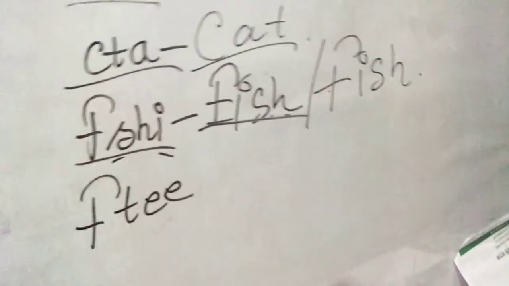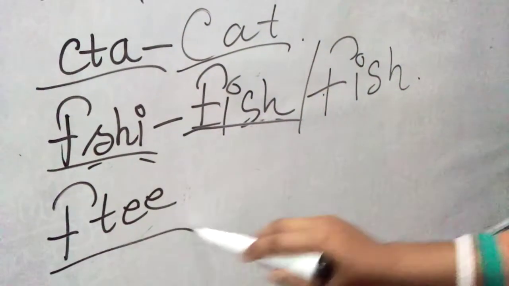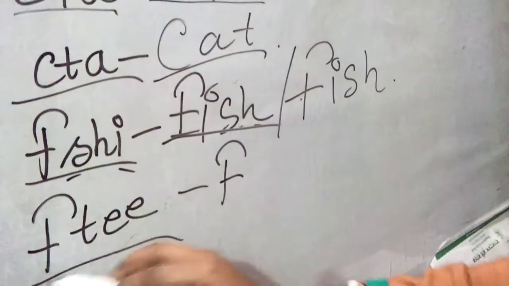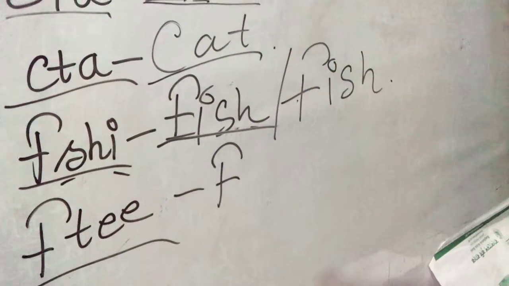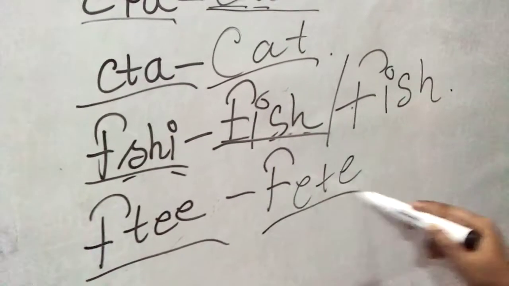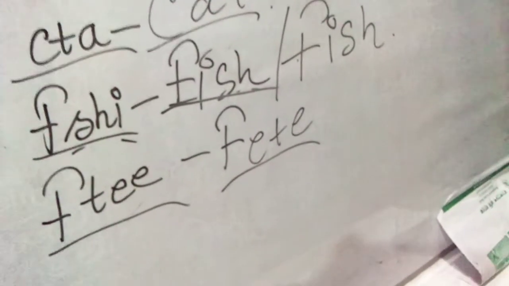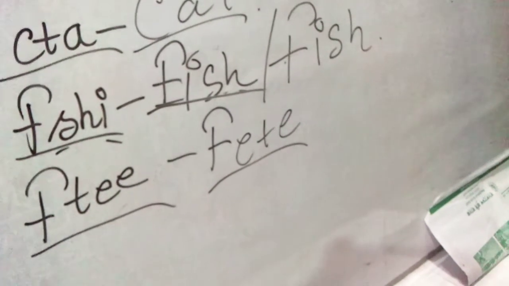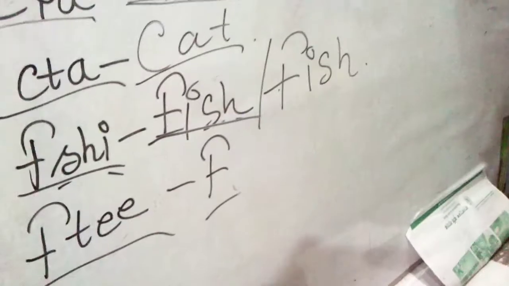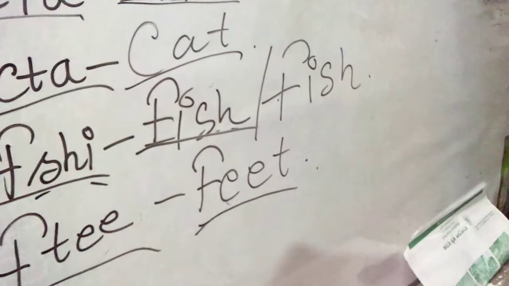Now coming to the next one, the last one for today. It is the last word, FTEE. If I don't change the F, and then put ETE, fatty, no, I have never seen any word like fatty. If I put double E in the middle and then T, it becomes feet. Feet means foot.